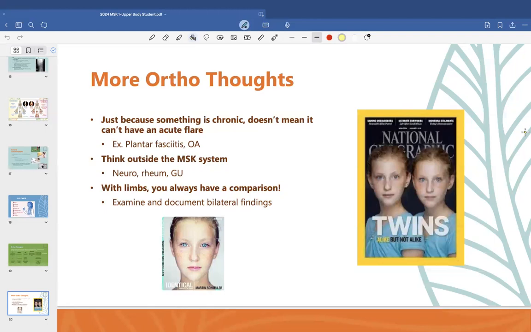There are some other things that we do need to keep in mind as we get into specific anatomic body parts. Usually that's going to be hips and spine. All right, the good news for me and what I do is limbs. I would say 99.9% of the time you have a comparison, right? So examine and document your bilateral findings. That's where we go, right and left.